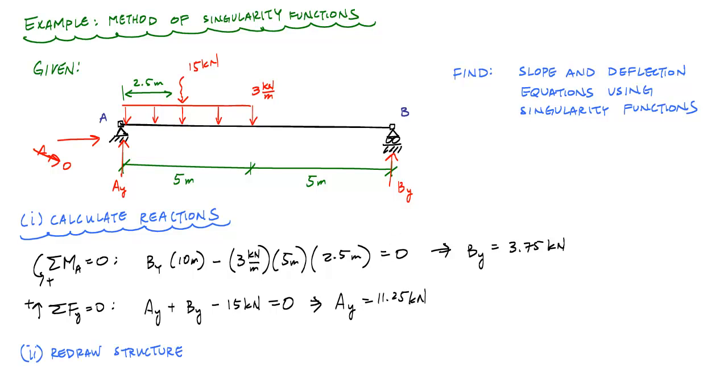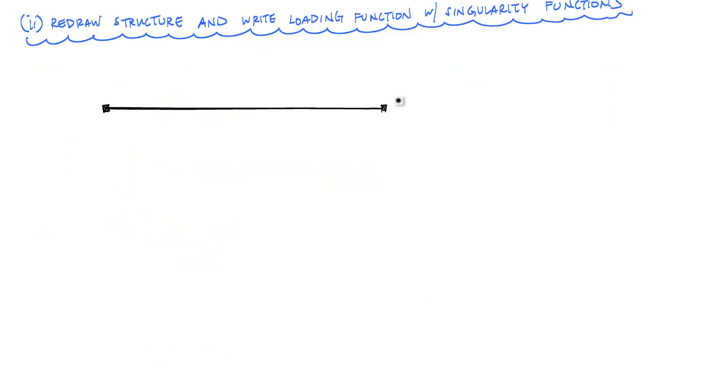Now the next thing I want to do is redraw the structure and write out the loading function in terms of singularity functions. Now when I redraw the structure, I'm not going to draw the boundary conditions in. I'm just going to put the forces, the distributed loads, any external moments, any external things or forces or moments or distributed loading that's acting on my beam. That's what I'm going to draw in. I'm not going to draw any boundary conditions or anything like that.